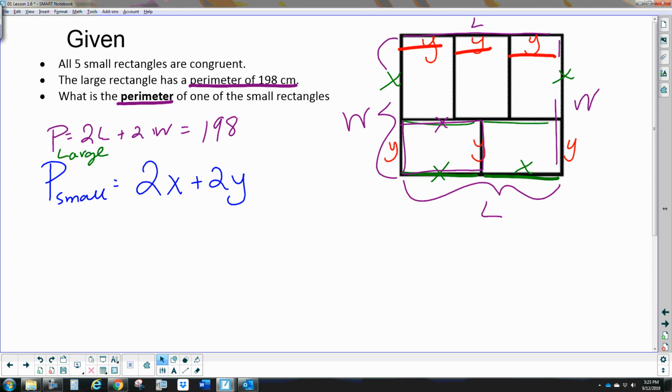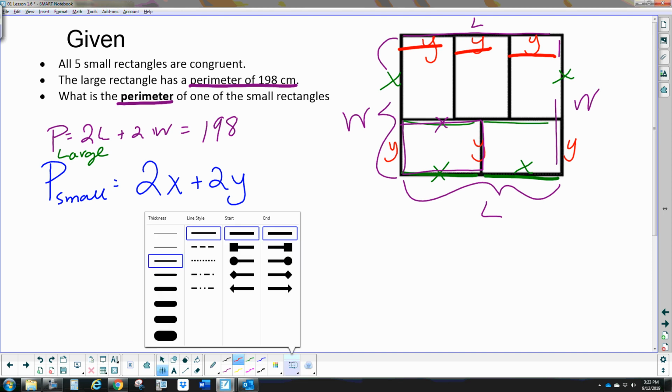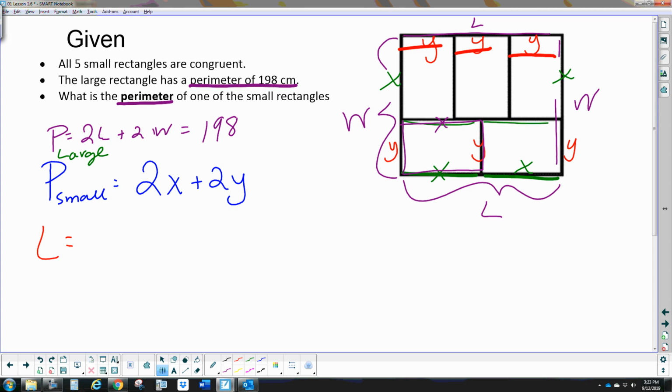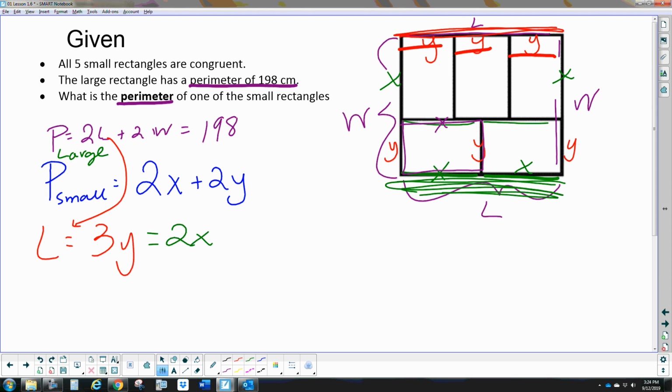Right now, I know my length. I don't know the actual length and the actual width of the large rectangle, but I know that the length of my large rectangle, this L right here, I can write 2 different ways. I can write it as y plus y up here, which is 3y, or I can write it as x plus x down here. Okay, I have 2 x's. All right, so there's one equation, 3y equals 2x.